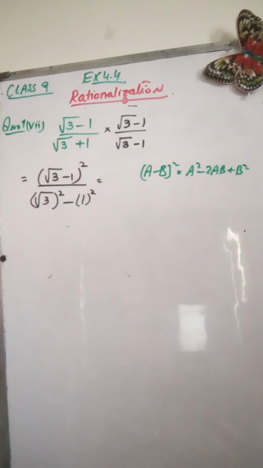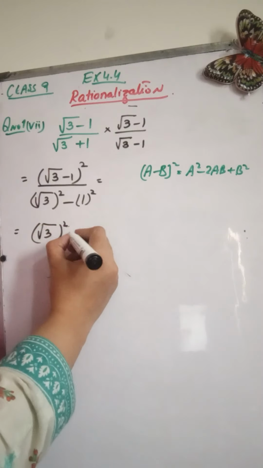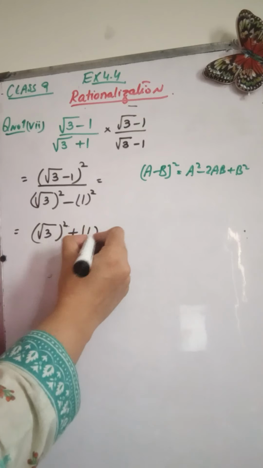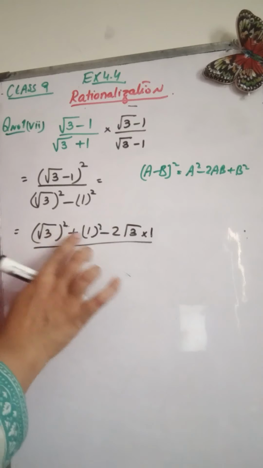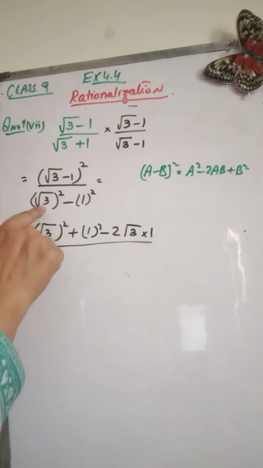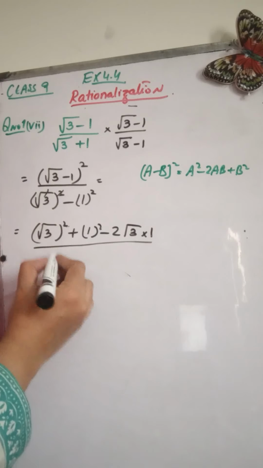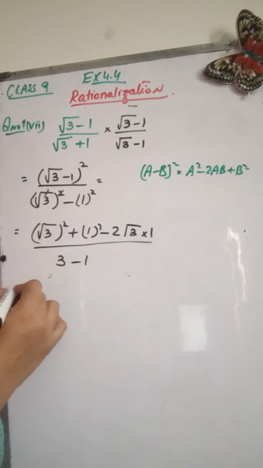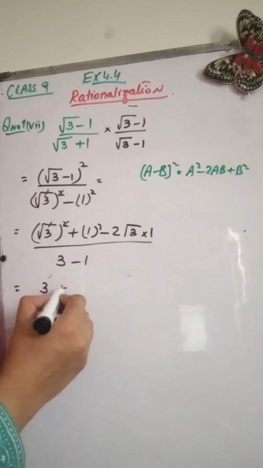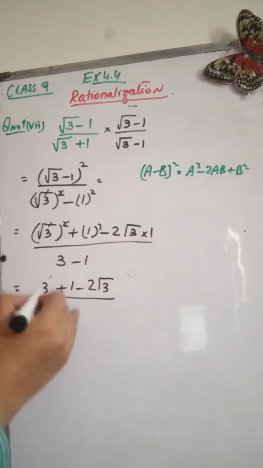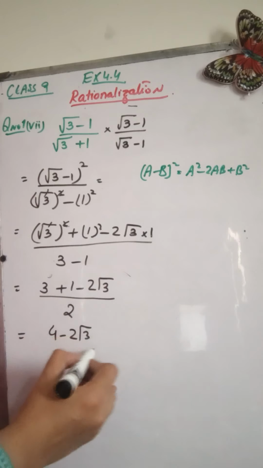Applying this formula in the numerator, you will get under root 3 whole square plus b square minus 2a into b. Okay, a square plus b square minus 2ab over a square minus b square. The radical sign will be cancelled out with the square. Again we will have a cancellation of the radical with the square. This will be 3 plus 1 minus 2 under root 3 over 3 minus 1, which is 2. 3 plus 1 will be 4 minus 2 under root 3 over 2.